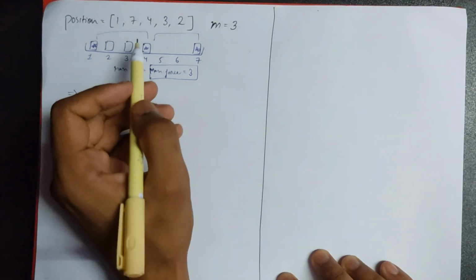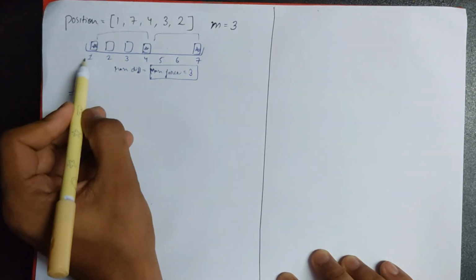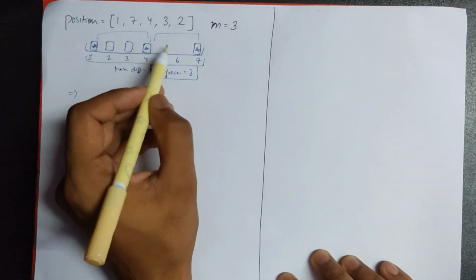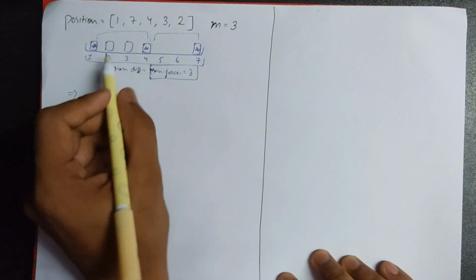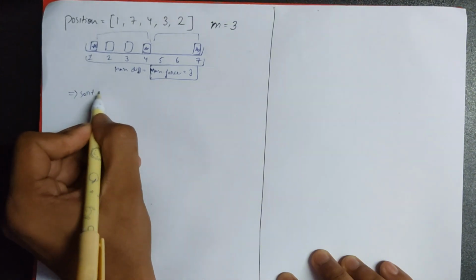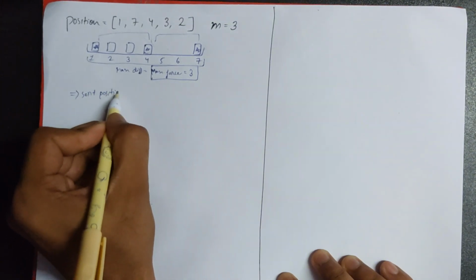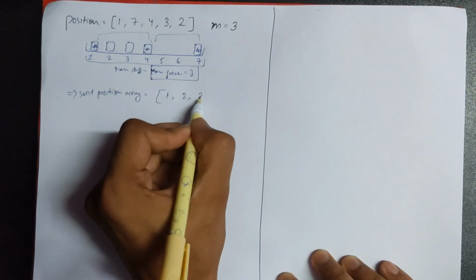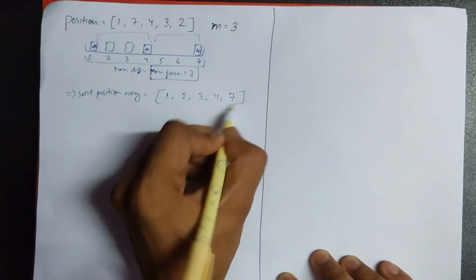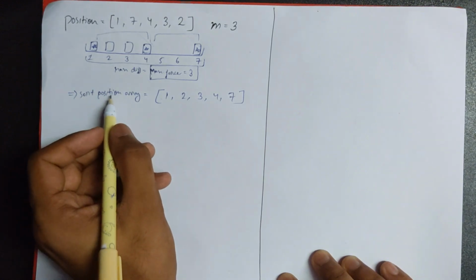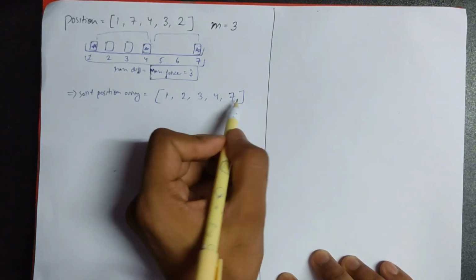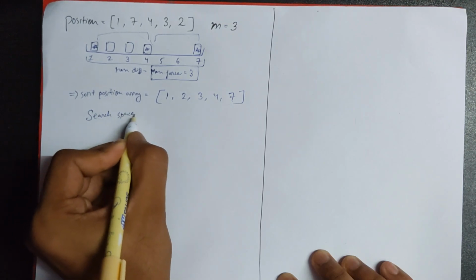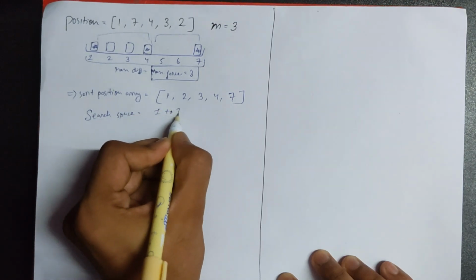Firstly, we will sort this array, and we have to place balls after sorting, as it will make it easy. As we sort the position array, it will look like 1 2 3 4 7. And now after sorting the position array, we know that this is the maximum element, so our search space will be 1 to 7.